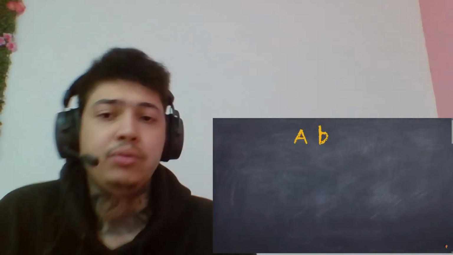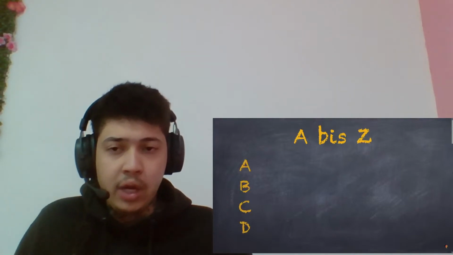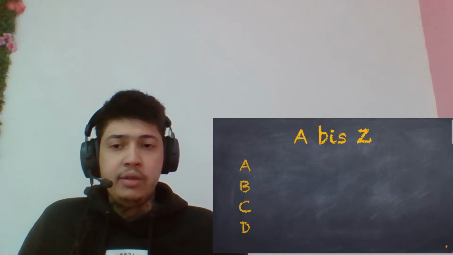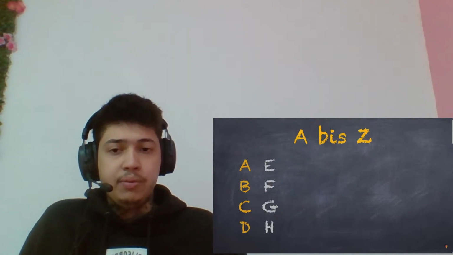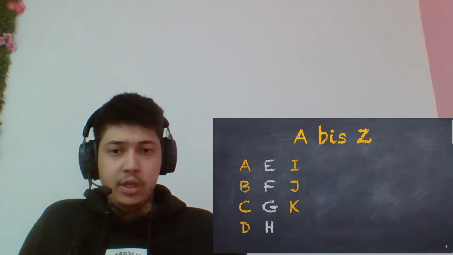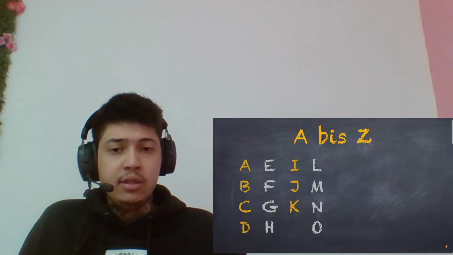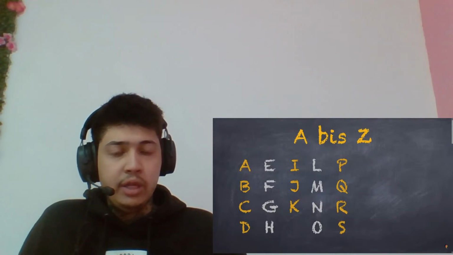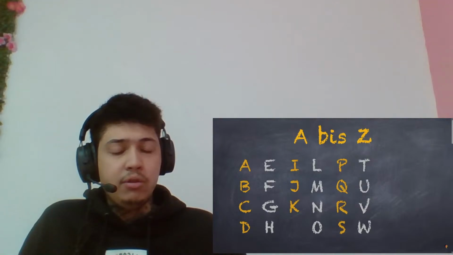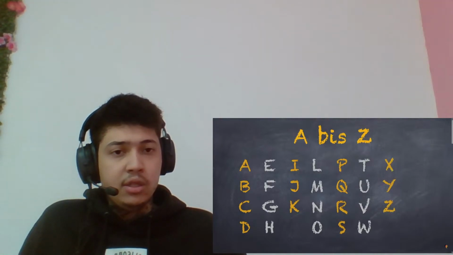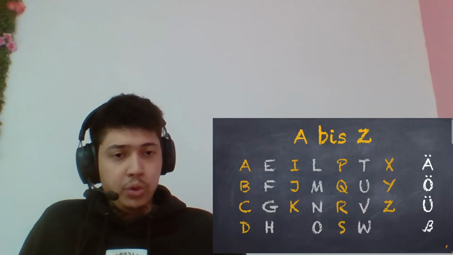Let's quickly revise the pronunciations once again. A, B, C, D, E, F, G, H, I, J, K, L, M, N, O, P, Q, R, S, T, U, V, W, X, Y, Z, Ä, Ö, Ü, Eszett.